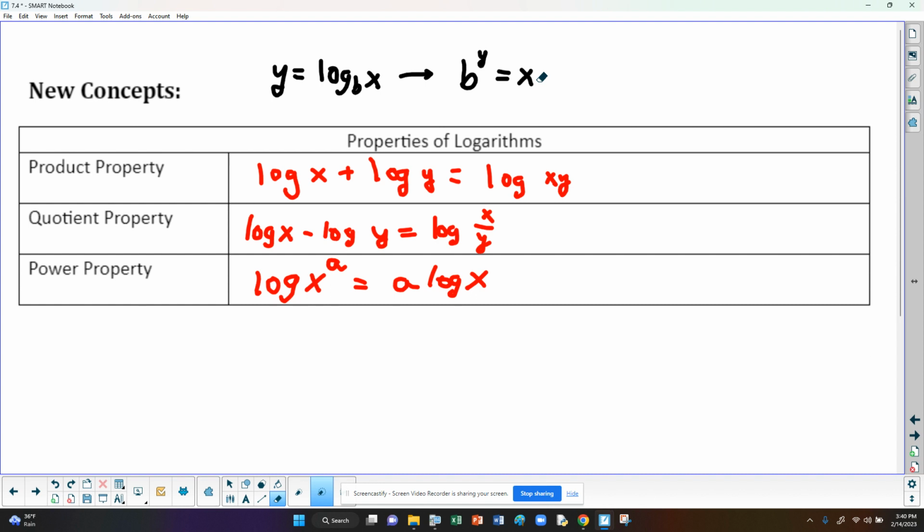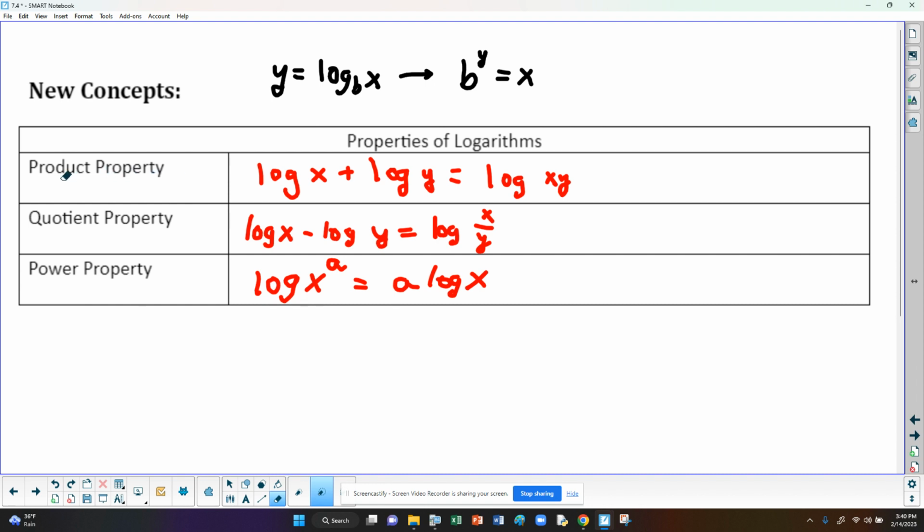So our goal by the end of today is to use the three properties of logarithms and then also learn a little trick. If you don't have the ability to change the base of your logarithm, then you can still solve any logarithm base using a little trick called the change of base theorem. But here's our three properties.